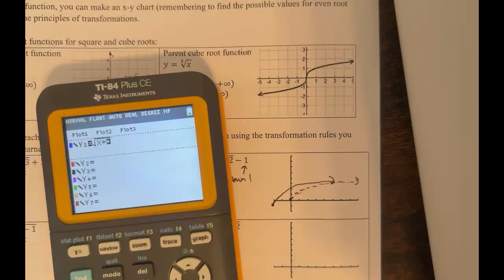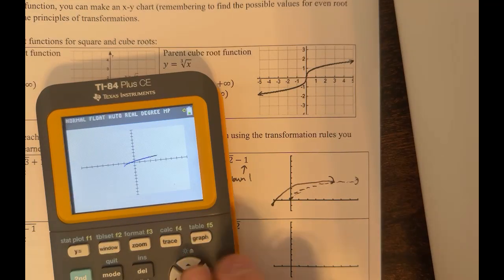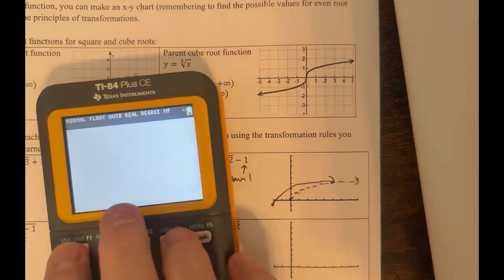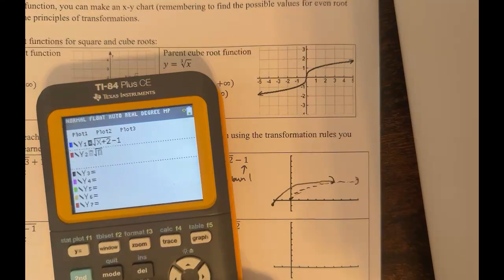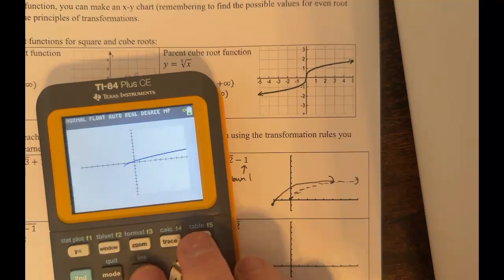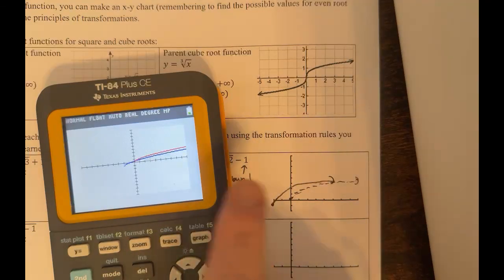Okay. You could see this graphically as well. If you want to do the square root of x plus 2 minus 1, you could see, I didn't mean to do that. I'm sorry. I meant to do the parent function on there too. Let me put that on there so you could have it to compare to. So there's the blue one.